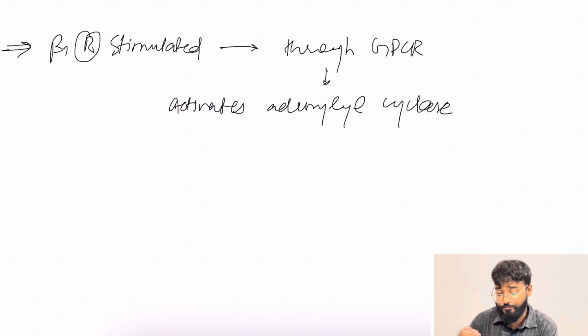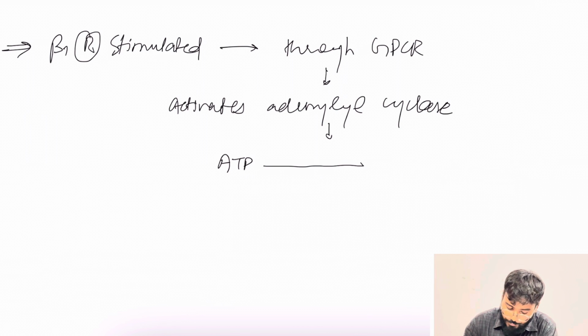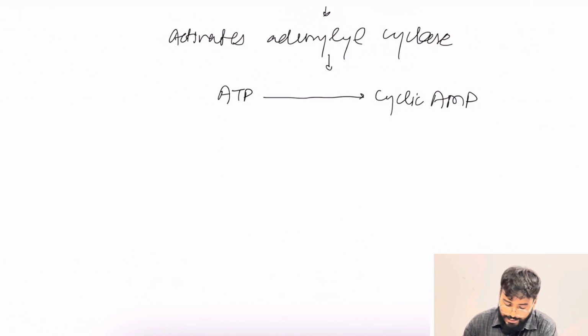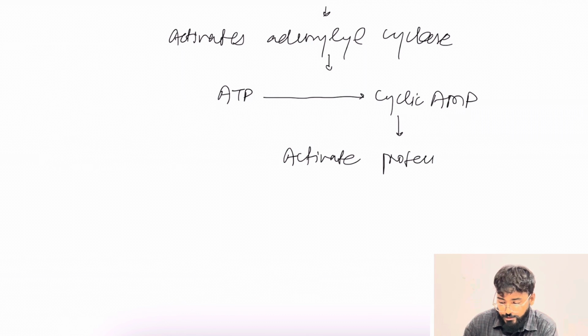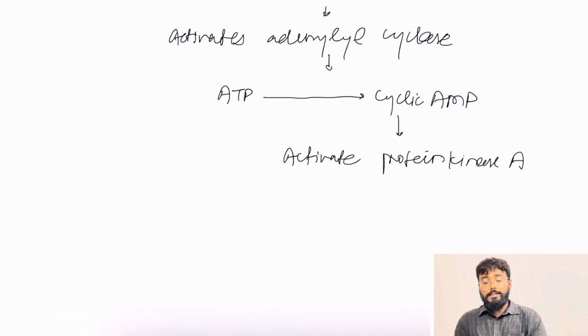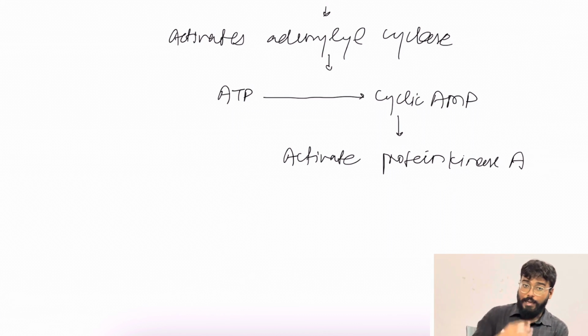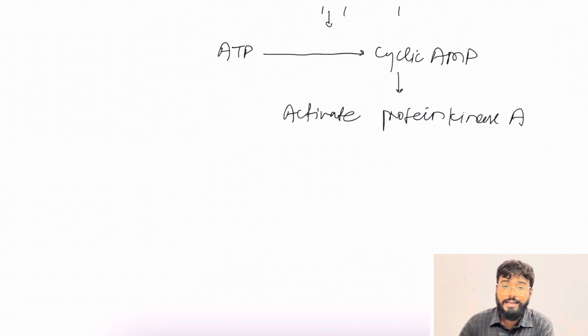Okay, so now your adenylyl cyclase is activated. Now what? Now this in turn is going to convert ATP into cyclic AMP. Now this cyclic AMP is going to activate protein kinase A. This cyclic AMP is going to in turn activate your protein kinase A.